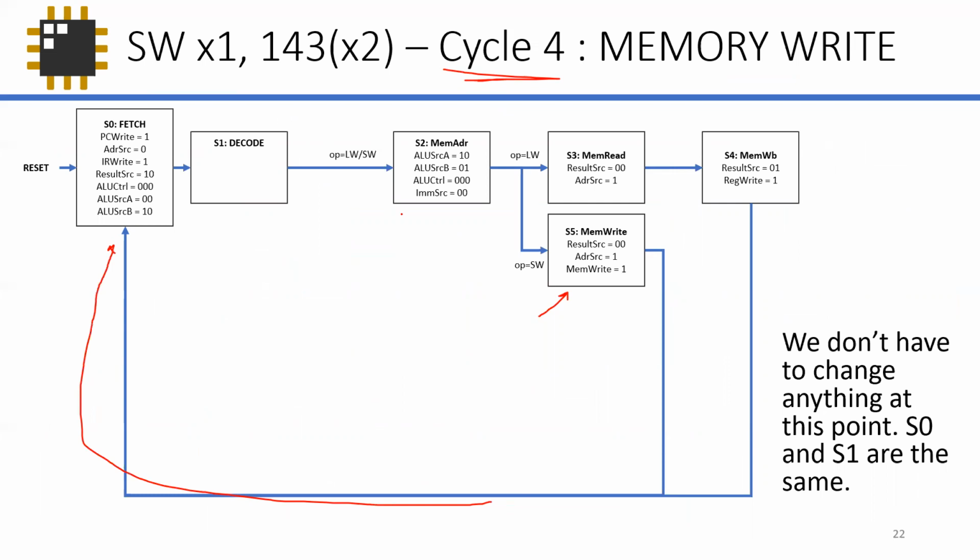So this is the state diagram already for the store word, and the only thing that we had to add was this extra state where you do the memory write. Okay, and it branches away from the operation of the load word, right? So if you do a load word, make sure it goes to the memory read. If you do a store word, it goes to the memory write. Okay, so that's pretty much it.